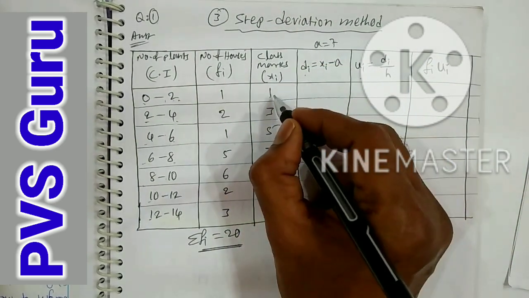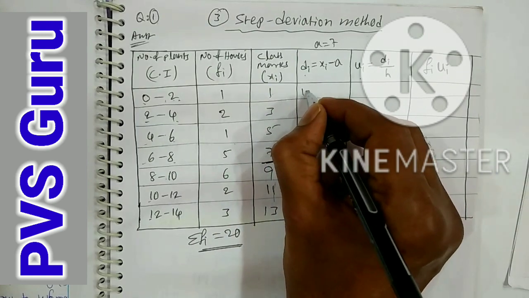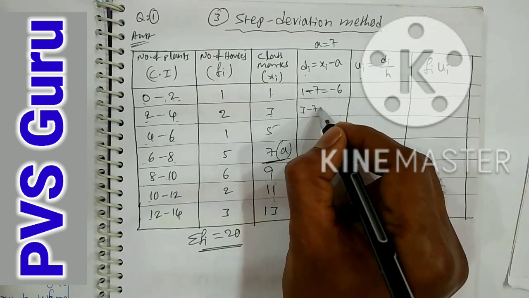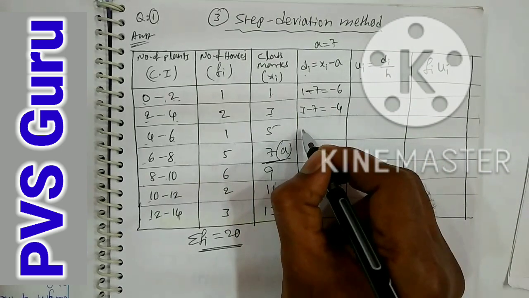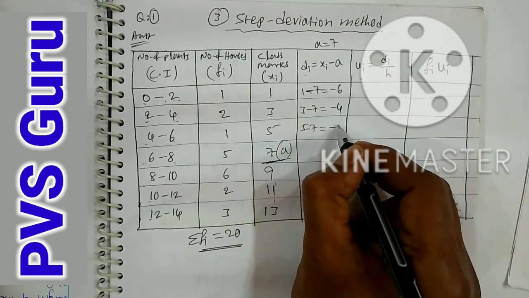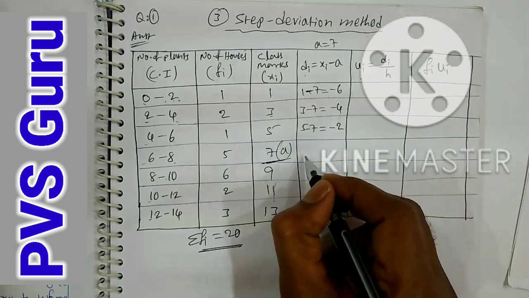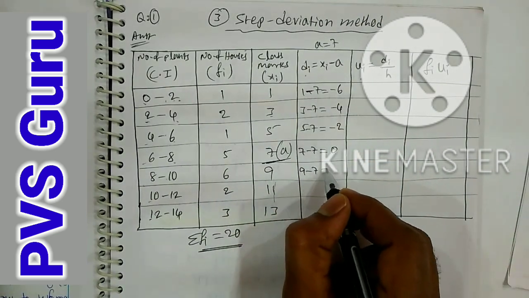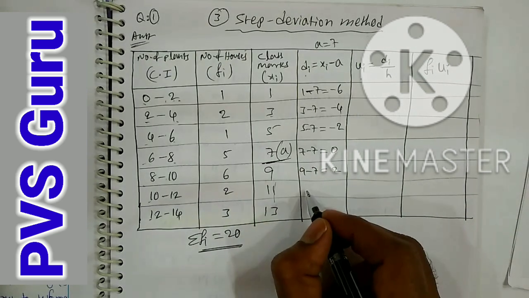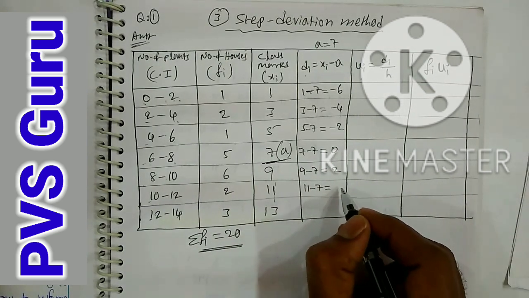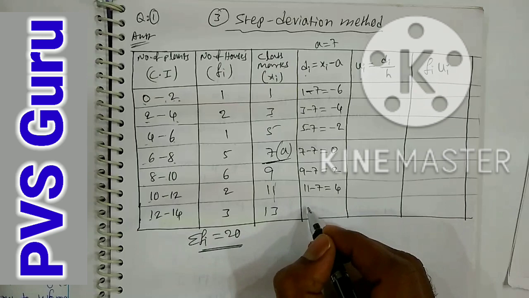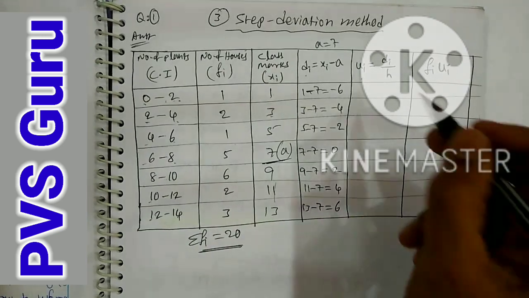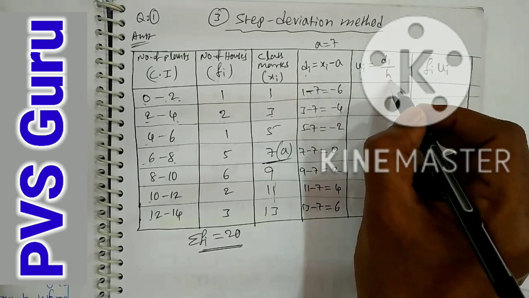Okay, a is 7, so here it is 1 minus 7, which is minus 6; 3 minus 7 is minus 4; 5 minus 7 is minus 2; here 7 minus 7 is 0; 9 minus 7 is 2; 11 minus 7 is 4; and 13 minus 7 is 6.